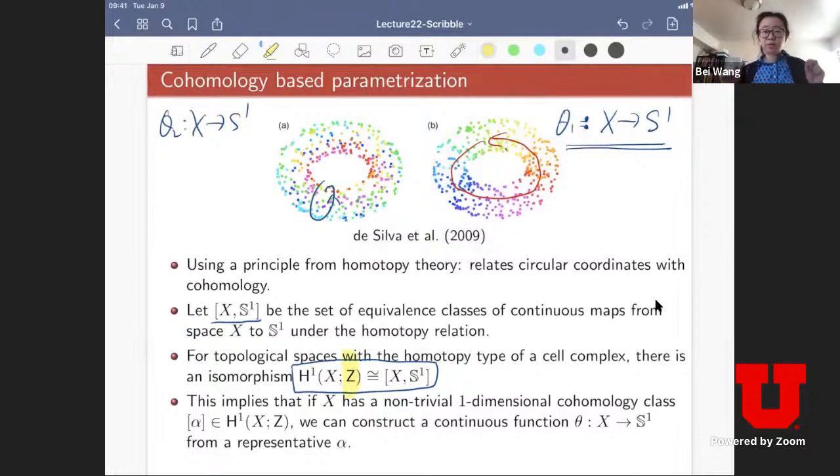And in this work in 2009, obtaining theta 1, theta 2 as a parameterization is equivalent to computing the corresponding cohomology groups in that space and turning the cohomology groups back into S1, into a visualization. Essentially, it says that if my space X has non-trivial one-dimensional cohomology, then we can construct a continuous function that represents this cohomology class. And that's what you are seeing in the visualization.